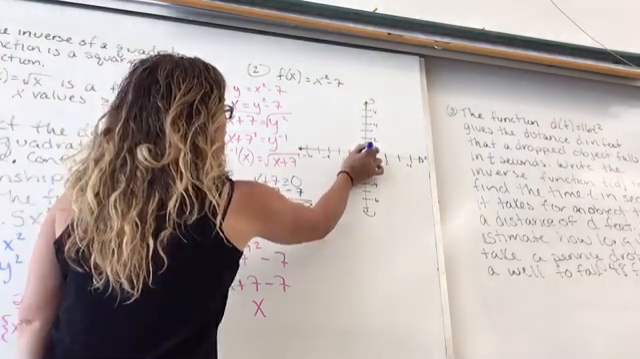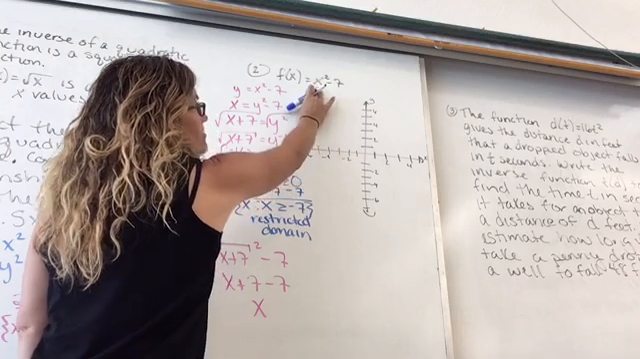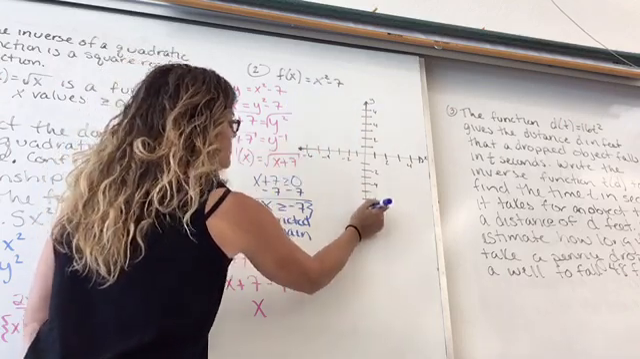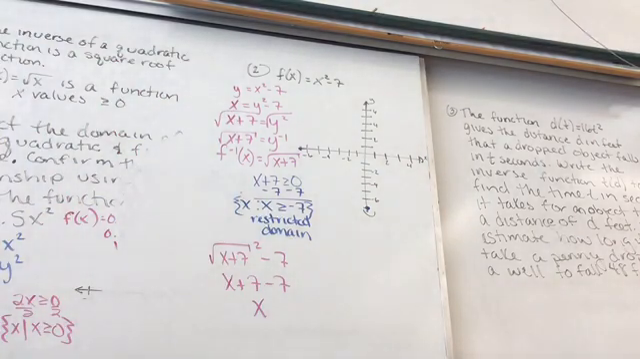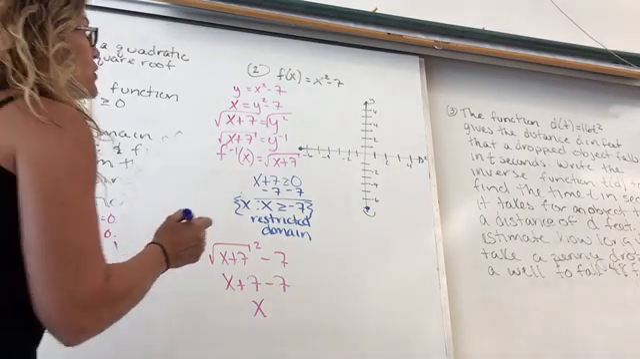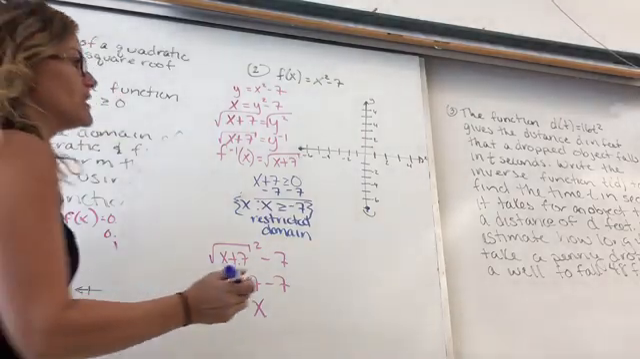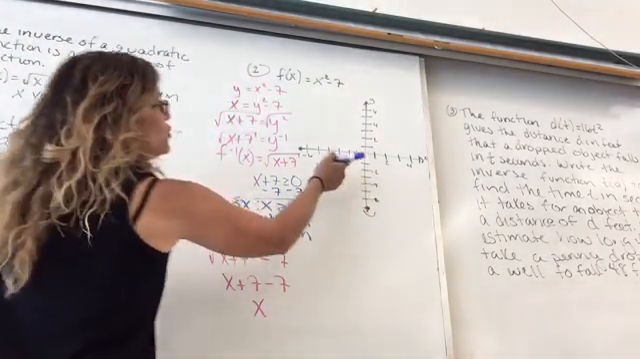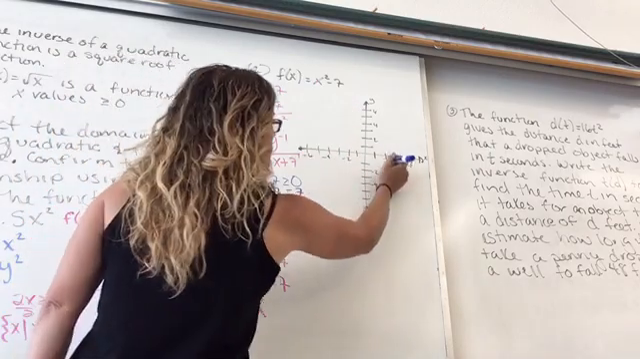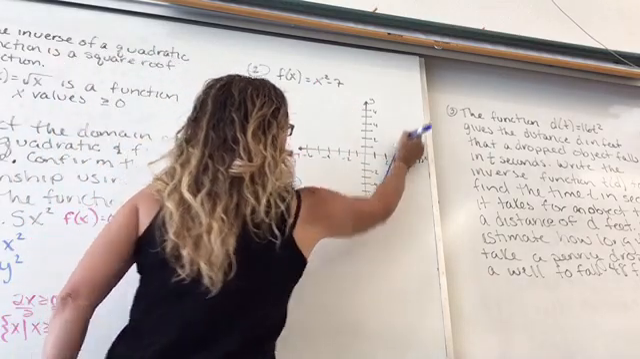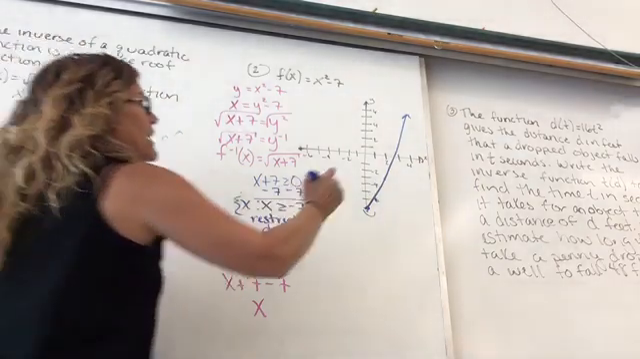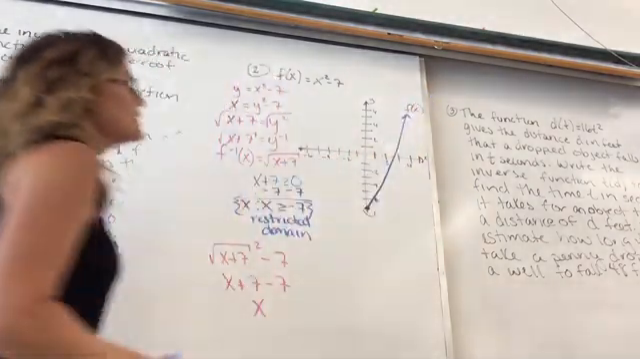If I plug in 0 for x here, 0 squared, that's 0, minus 7 would put me down here. And remember, it's a parabola, and I only want the arm that's bigger than negative 7. If I plug in 1 squared, that would be negative 6. 2 squared would be 4, that'd be negative 3. So I'm getting an arm going up like this. This is for my f of x.